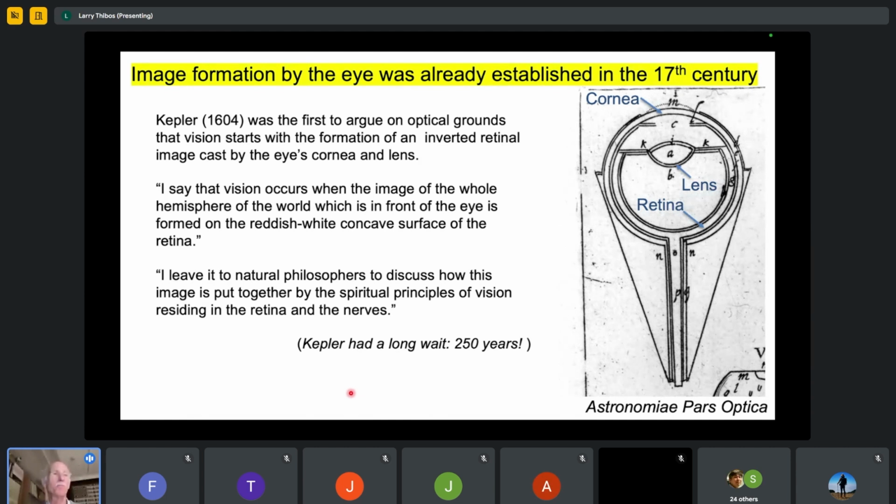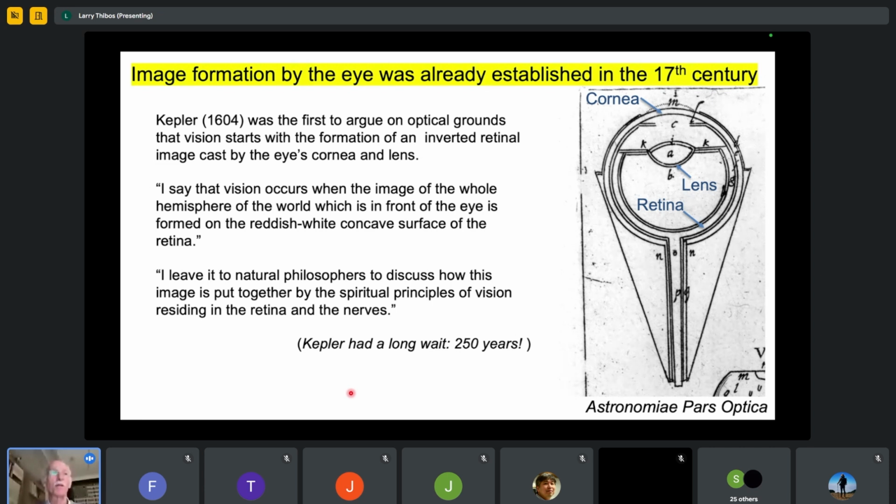Probably because he was familiar with the telescope optics, he was the first to argue on optical grounds that vision starts with the formation of an inverted retinal image cast upon the retina by the eye's optical system, the cornea and the lens. There's a direct quotation from his book on astronomical optics. He said, "I say that vision occurs when the image of the whole hemisphere of the world, which is in front of the eye, is formed upon the reddish-white concave surface of the retina.